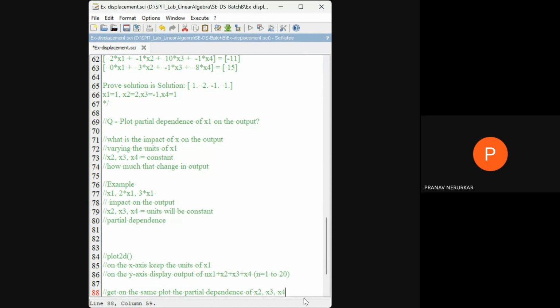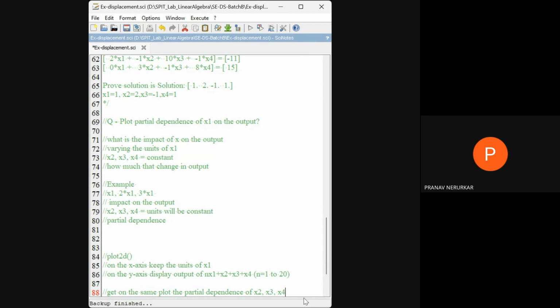n x1 plus x2 plus x3 plus x4. That means only the units of x1 I am varying. Then I can have one more line. What this is doing is x1 plus n x2 plus x3 plus x4. Then I can have one more line, let us say like this. So this line is x1 plus x2 plus n x3 plus x4.